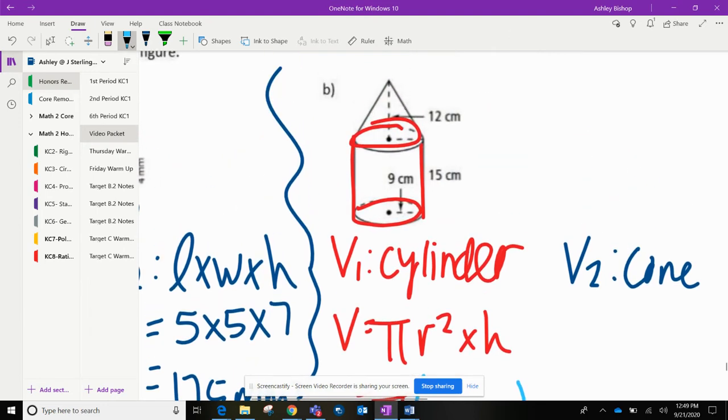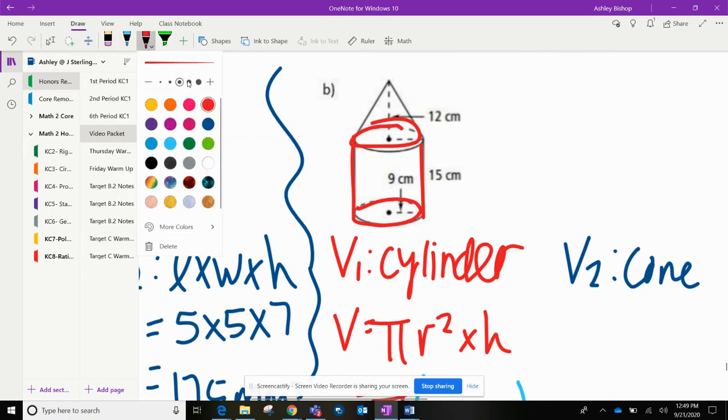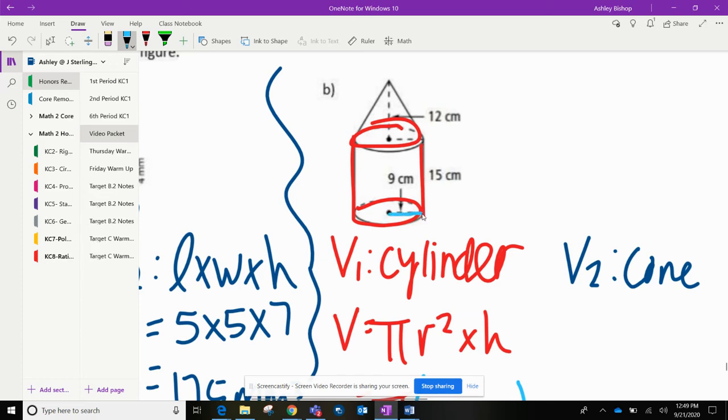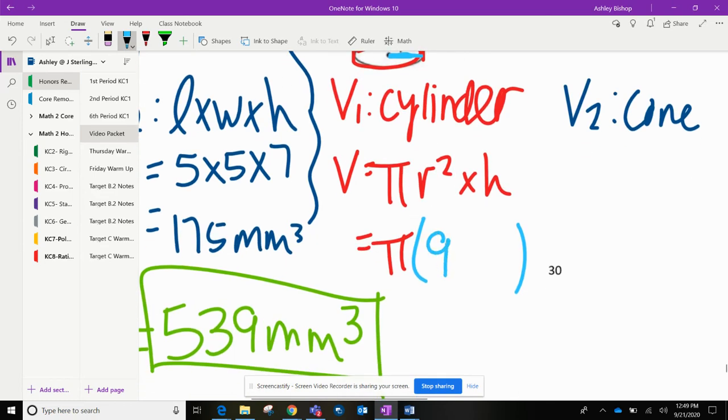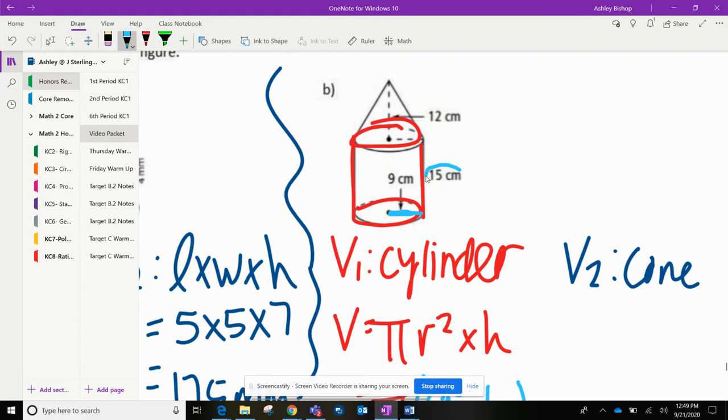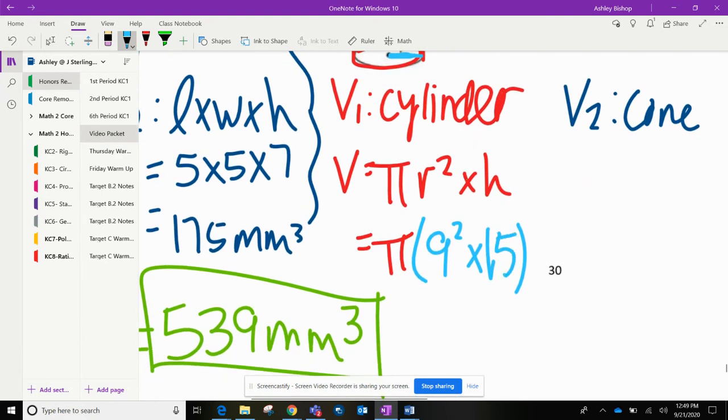Let's find that information. So I'm just looking at my red figure. My radius, remember my radius is that line that comes across. And I actually am given it. My radius is 9 squared times h, which I have my height. Actually, the height of this figure is 15. So 15. And then if I go to my calculator and do 9 squared times 15, I'm going to get 1,215. So 9 squared times 15 will give me 1,215.